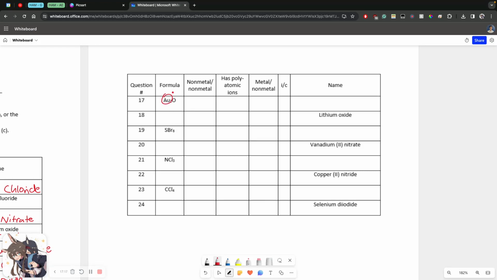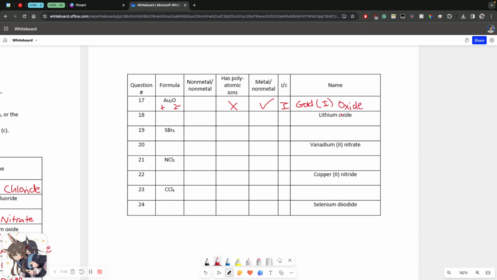All right. Au, once again, we know that's gold, so it's a metal, non-metal. So give it a checkbox here. Oxygen is not a polyatomic ion. And we know based on this information here, it is ionic. So gold, Au, is marked by a 2- charge on oxygen divided by 2 because there's 2 gold atoms, which means each gold has 1+ charge. So it would be gold, parentheses, Roman numeral 1, oxide.